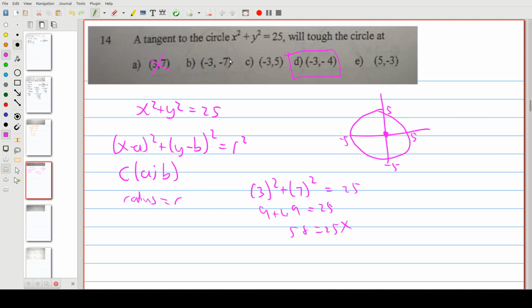And then we can just do the same for all of these. So this will be exactly the same value. This will also be 58 equals 28, which is wrong. This one will give us 9 plus 25, 34, which is not 25. This one should work. -3 squared plus -4 squared equals 25. So we'll get 9 plus 16 equals 25, which is 25 equals 25. Yes. So here we go. That's the right one. And this one will give us the same value as that, which is again wrong. Alright.